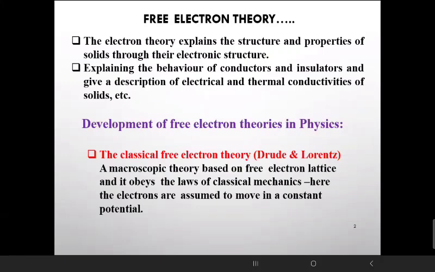So free electron theory has two parts. One is classical free electron theory. The other one is quantum free electron theory. First, we will study classical free electron theory. The classical free electron theory is also known as the Drude and Lorentz model. It's a macroscopic theory. In this theory, it obeys laws of classical mechanics.